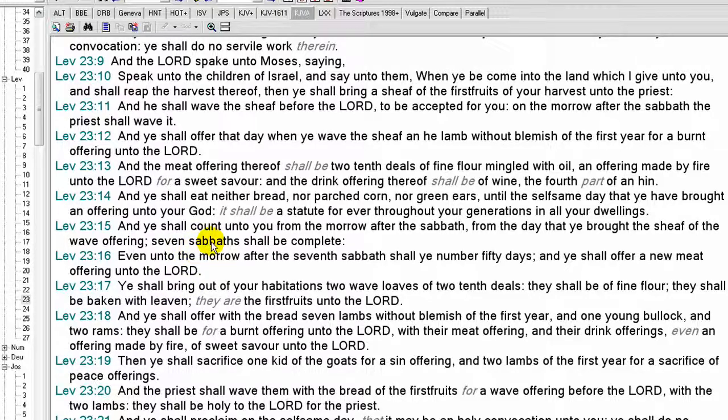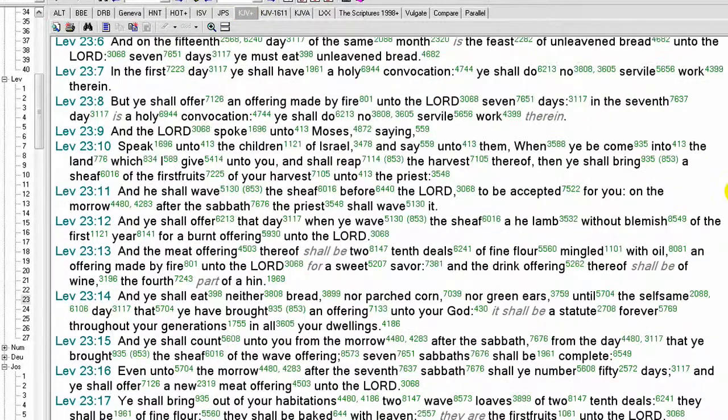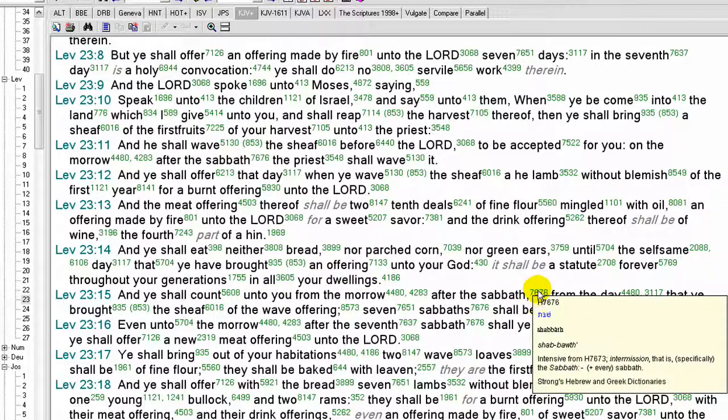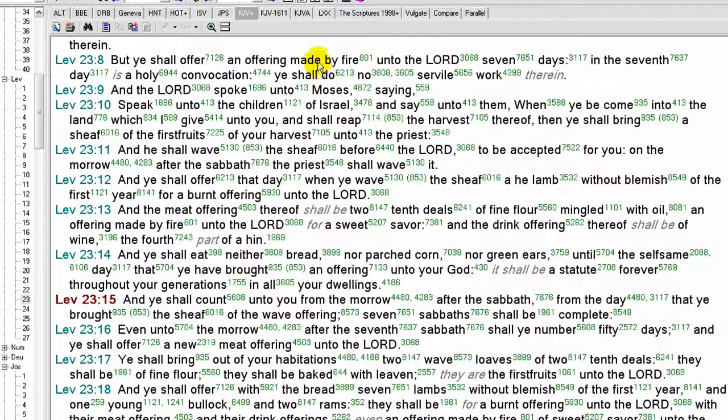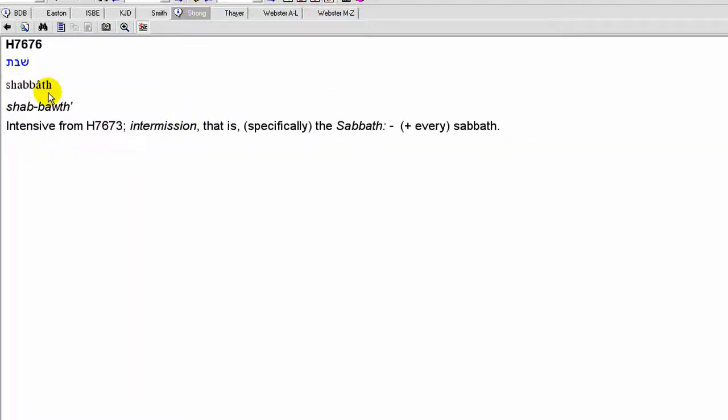All right, but let's get the definition on the meaning of the word Sabbath. Now, Sabbath, of course, we know it's the 7th day of the week. It's a day of rest. Okay, Sabbath. Let's look in Strong's. Shabbat means an intermission. That is specifically the Sabbath. Now we already know that there are 7 Sabbaths.